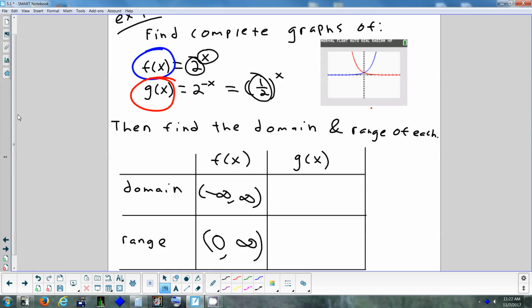Okay, so that's f of x. Now let's do the same thing for g of x. What does it look like the domain is for g of x? Yeah, Shannon. Negative infinity to infinity. Yeah, because you can take the number 1/2 and raise it to any power you want. Positive, negative, fraction, decimal, 0. It's always going to work.